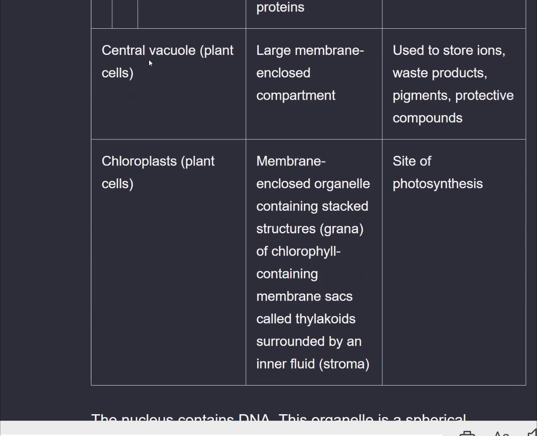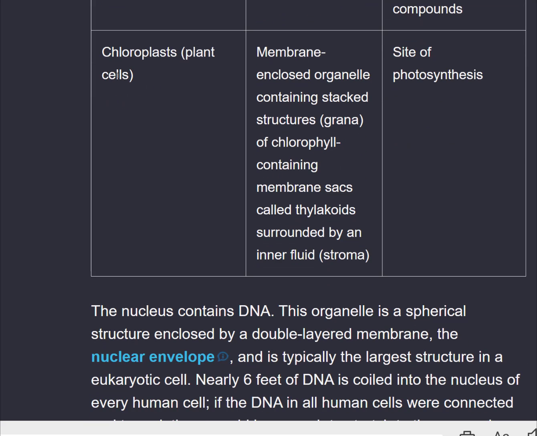Central vacuole, only in plant cells, is a large membrane enclosed compartment used to store ions, waste products, pigments, and protective compounds. Chloroplasts, plant cells only, membrane enclosed organelle containing stacked structures, grana, of chlorophyll containing membrane sacs called thylakoids, surrounded by an inner fluid called the stroma. The function of chloroplasts is the site of photosynthesis.